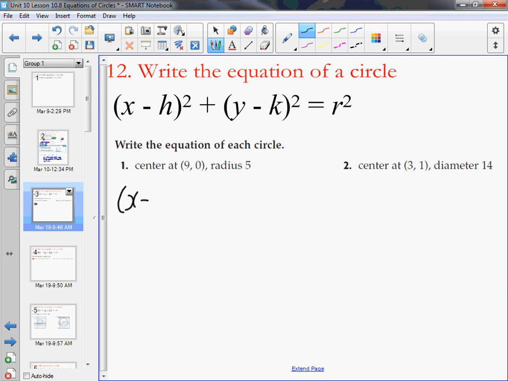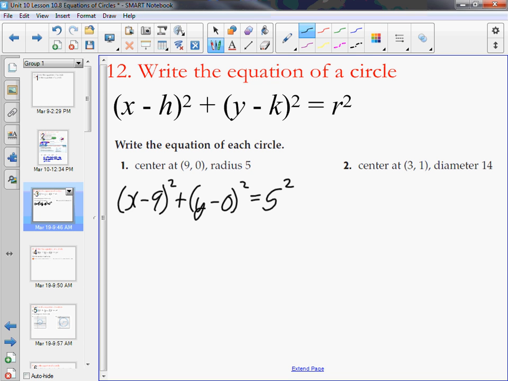What number is the x-coordinate of the center? 9, quantity squared, plus, parentheses, y minus, and then k represents the y-coordinate of the center. What number is the y-coordinate of the center? 0, quantity squared, equals r. R represents the radius, which is 5 squared.